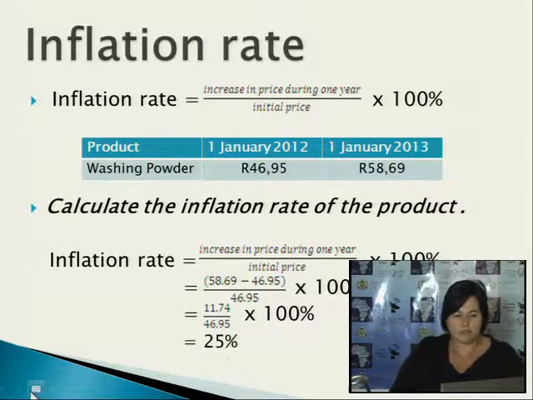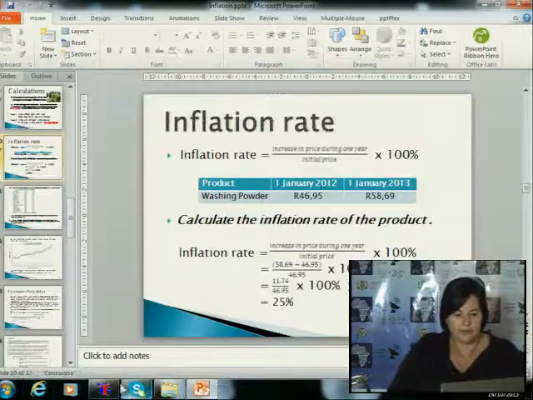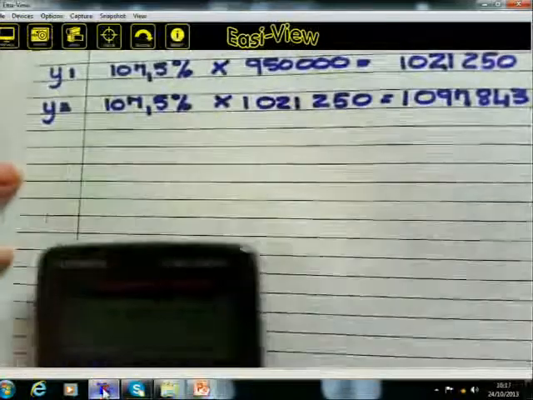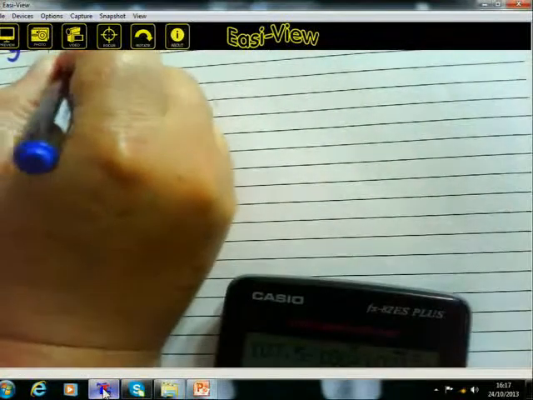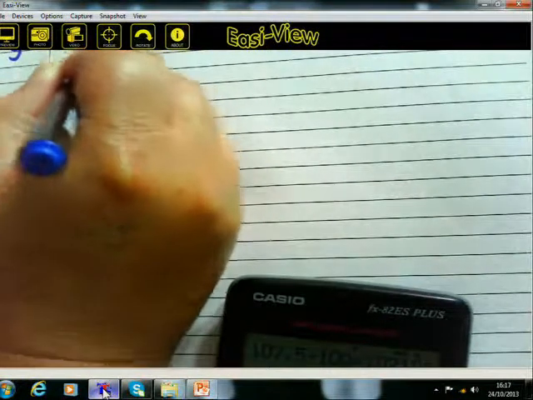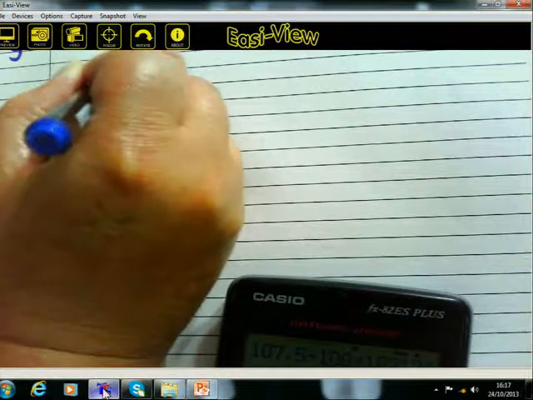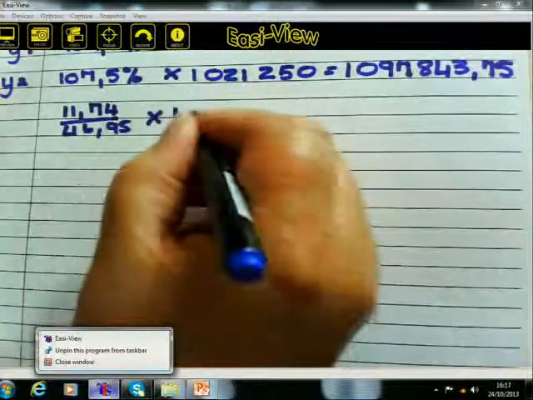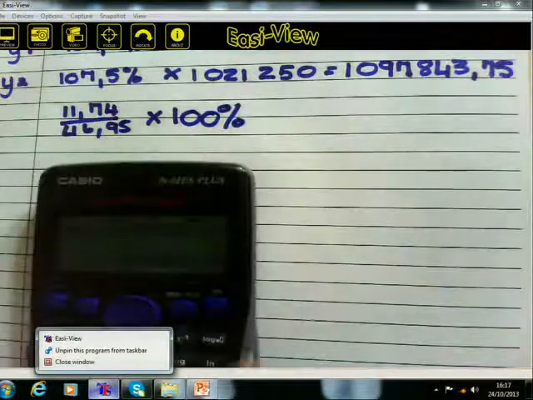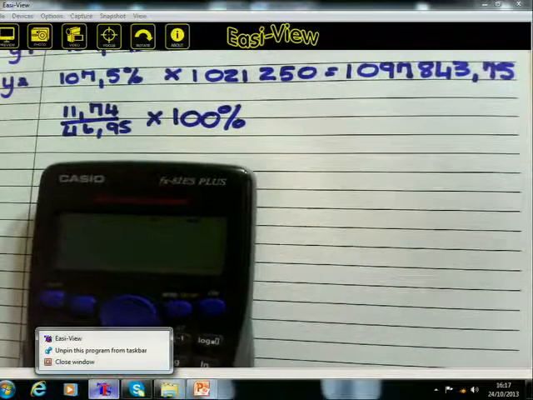Where did I get to 25%? Right. Just to write it down for you again. It is now the inflation rate, which was 11 Rand 74 over 46 Rand 95. And because it's percentage, I multiply by 100%.